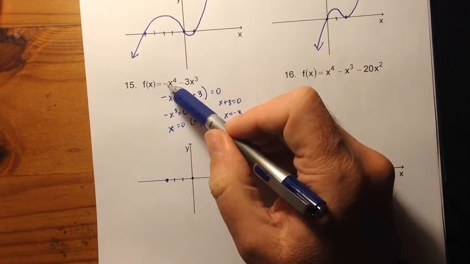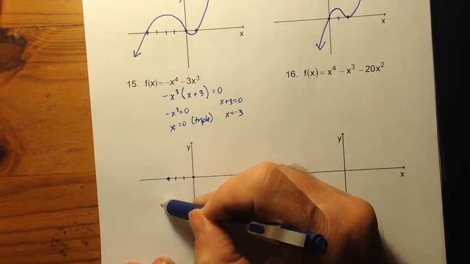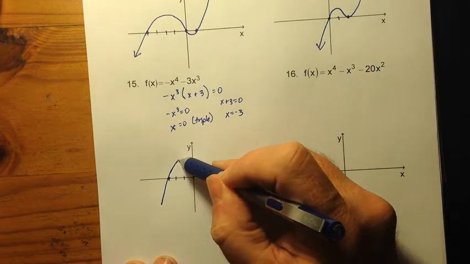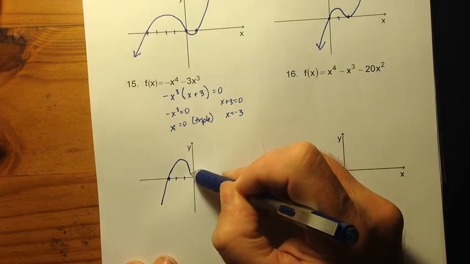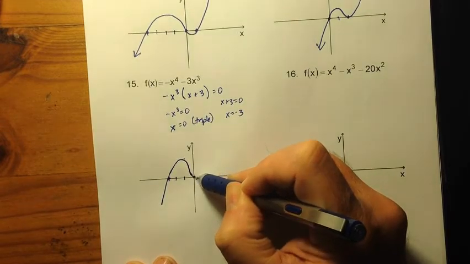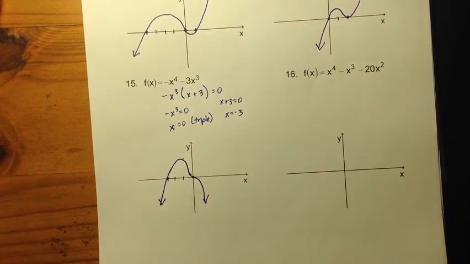It has a negative sign up front, so that means I've got an x-axis reflection. So it's going to go right through at negative 3. And then it's going to do its little inflection point when I get close to 0 here. It's going to kind of flatten out here. And it should look something along the lines of that.